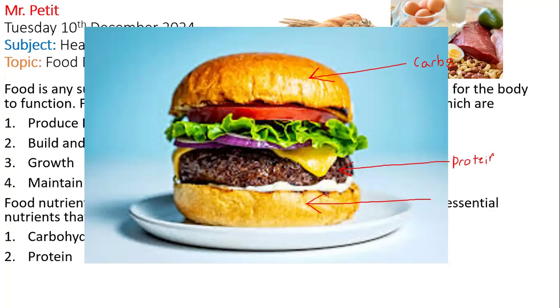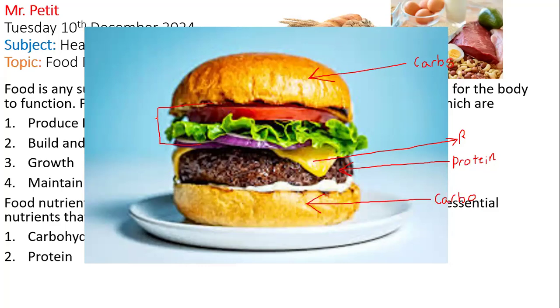And the next part of the bun is also carbohydrates right there. Now, what is also protein? The cheese as well. Cheese is also protein. Now, the tomato, the lettuce, the onions. I said potato, not tomato.